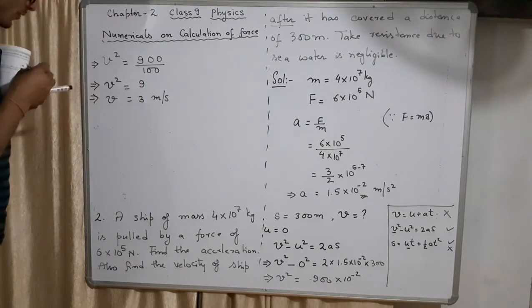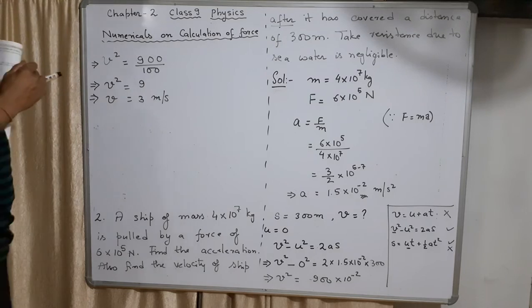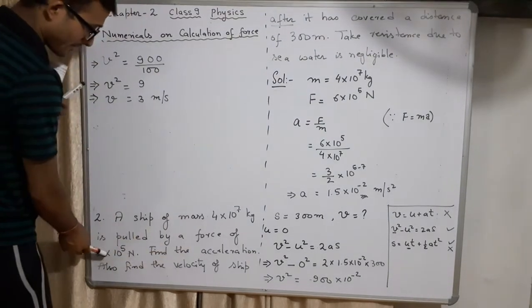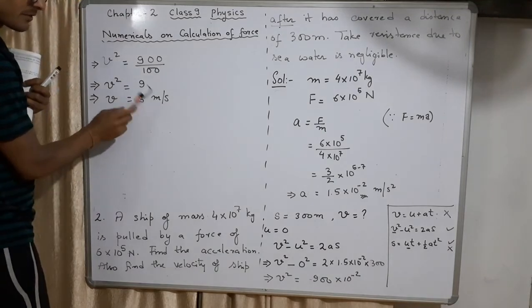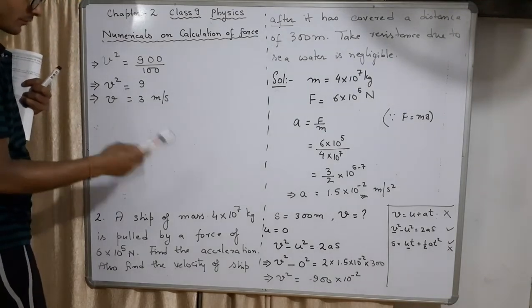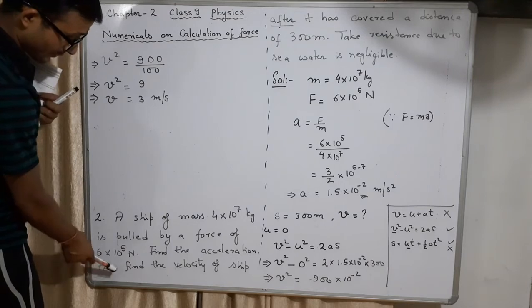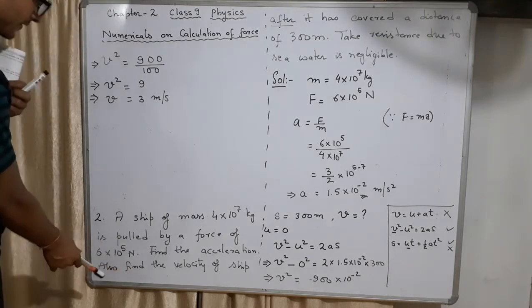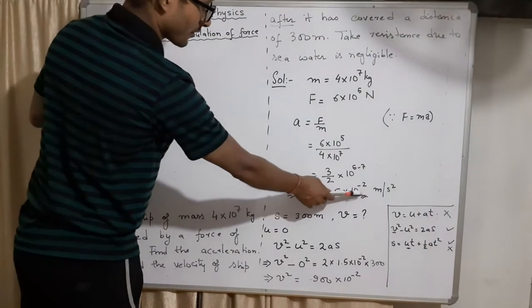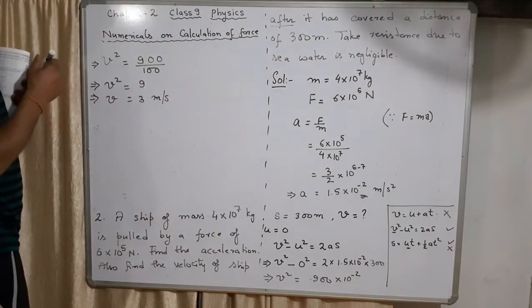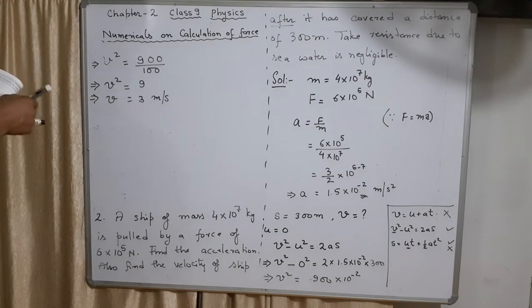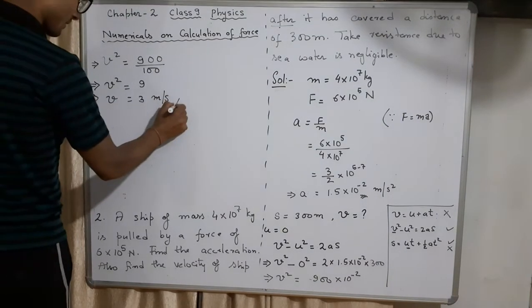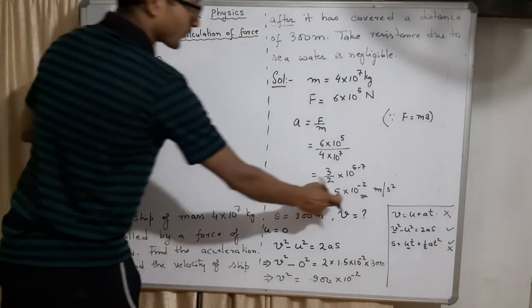So now you understand the whole question. The ship was this much kg, force is applied this much, and it was made to move with 3 meter per second. The acceleration is 1.5 into 10 to the power minus 2, very little. So this is how it was moving, and this is our answer. Two of the questions answered.